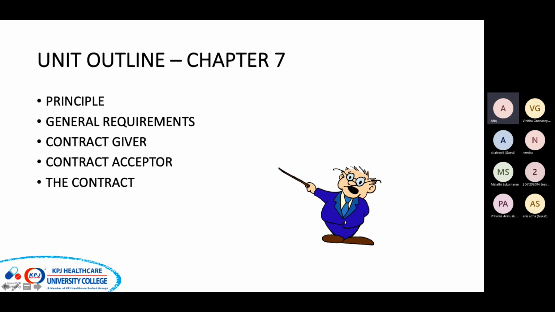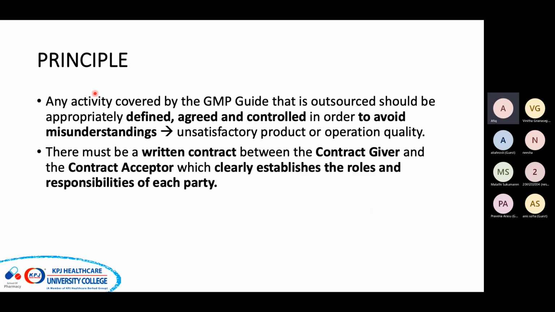So in this Chapter 7, we have the pointers. We will look into the principle, the general requirement for the contract giver, and then you have the contract acceptor and the contract itself. So these are the key requirements for an outsource activity to happen. So basically, what happens in an outsource activity is that any activity that is covered by the GMP guide, that is outsourced, should be appropriately defined, agreed, and controlled in order to avoid misunderstanding.